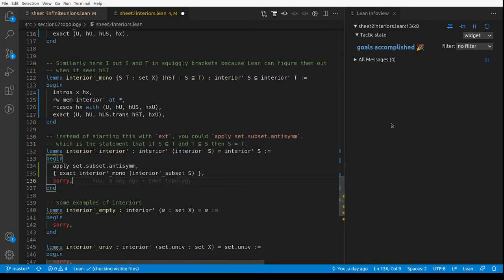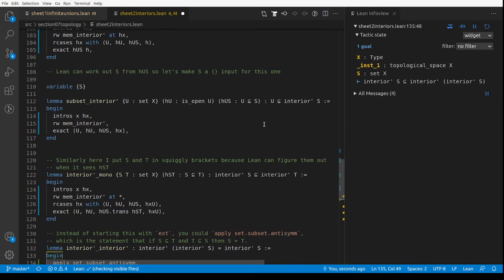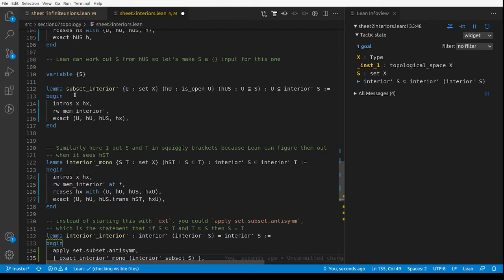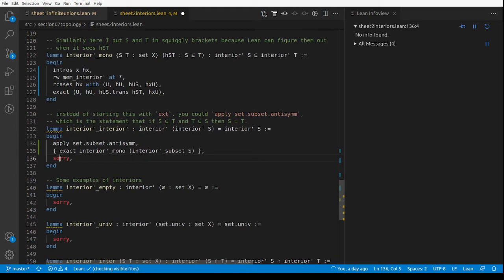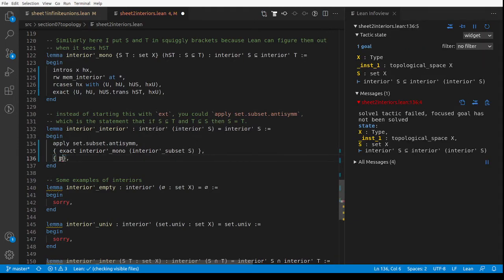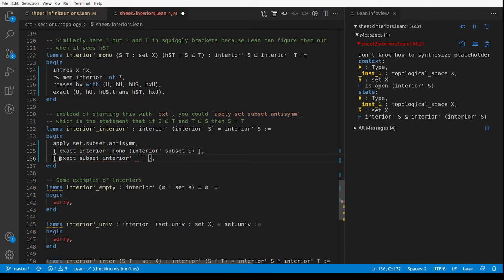And now what's this one? The interior of S is in the interior of the interior of S. Oh, this looks tricky. Interior mono's no use. Look at this. What about this? Subset interior primed is going to do it, right? It's exactly that. You see, it's all about proving the lemmas in the right order. There we go. That's done it.